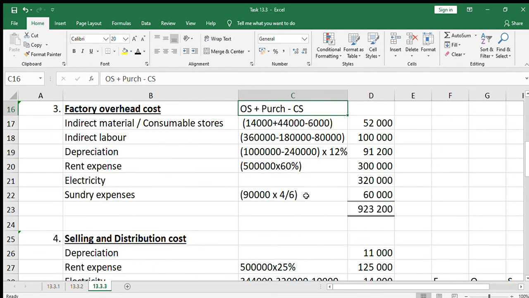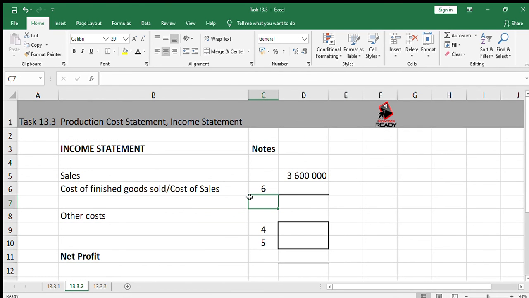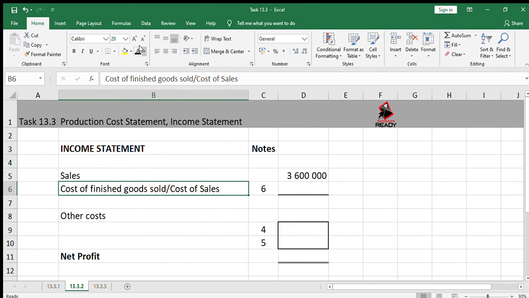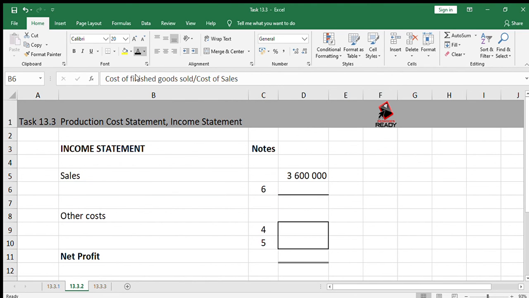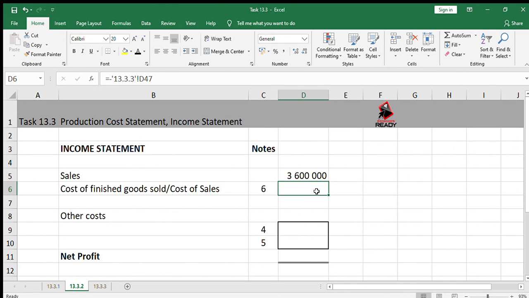Now all that's left for us to do is finish the income statement. In your workbook, the income statement looks like this. We put in 3.6 million for sales. You're just going to fill in this other information. After sales, we need cost of sales, or cost of finished goods sold, which we're going to get from note 6. So 2.4 million from note 6.